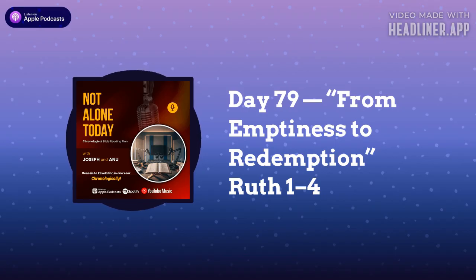Now, in earlier times in Israel, for the redemption and transfer of property to become final, one party took off his sandal and gave it to the other. This was the method of legalizing transactions in Israel. So the guardian redeemer said to Boaz, "Buy it yourself," and he removed his sandal.